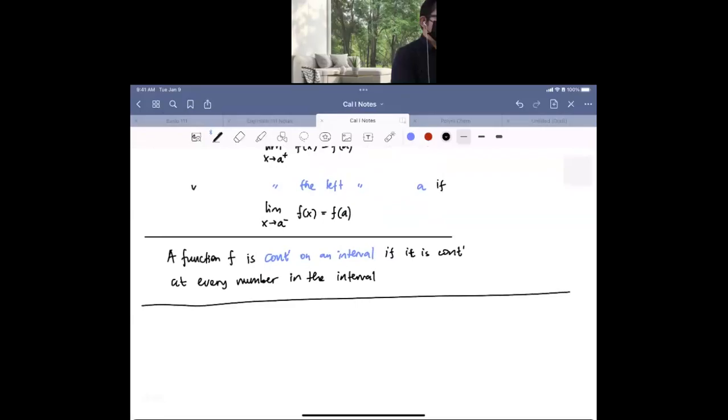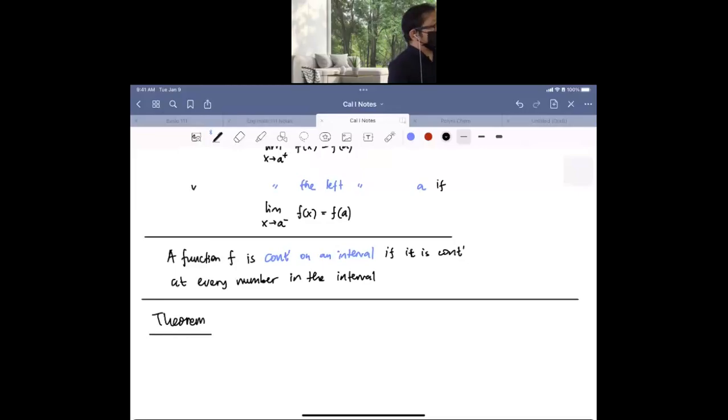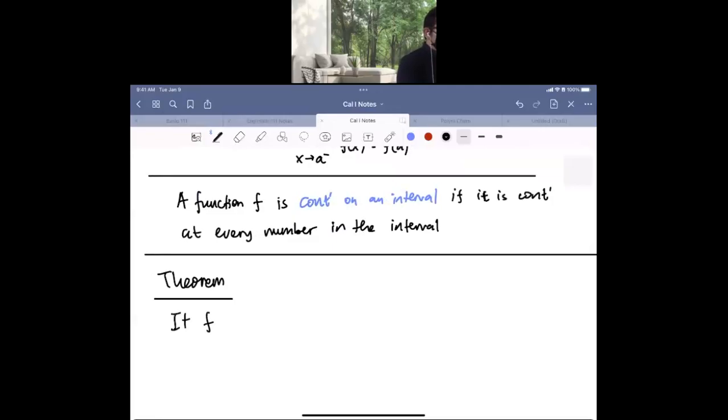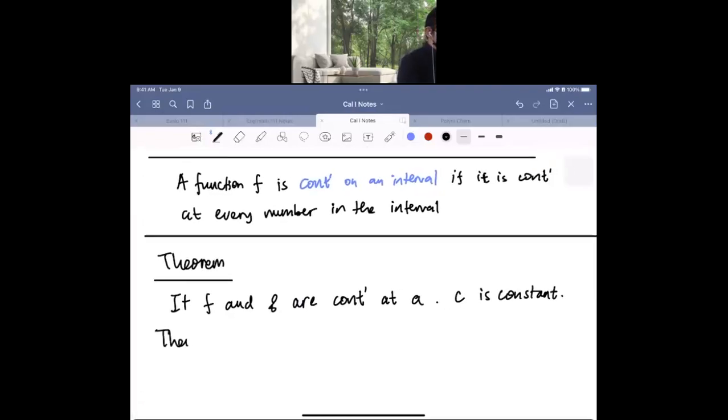Another theorem for this continuity, I think I still have time. Let me give you more theorems up until the end of class, and we can review and do examples next week. So if f and g are continuous at a, and c is a constant, then the following are also continuous at a.